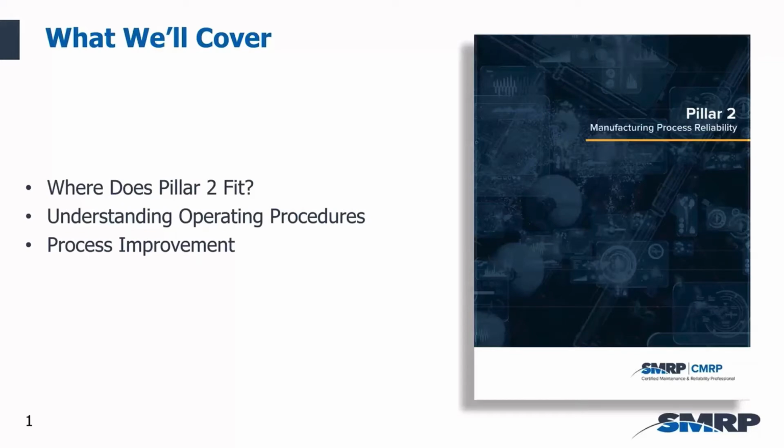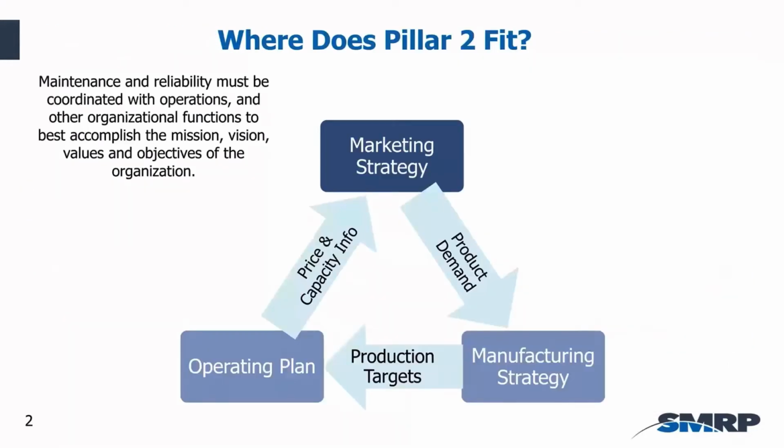Then we'll talk about process improvement, and the tools and techniques that are generally used to identify opportunities to improve processes and then to actually improve them. And then we'll talk about change management, and specifically about the management of change process, not so much about the cultural issues. And then we'll talk about maintaining processes. Those are really how do you stay on top of the process to make sure that your process is functioning properly. So let's get right into where does Pillar 2 fit.